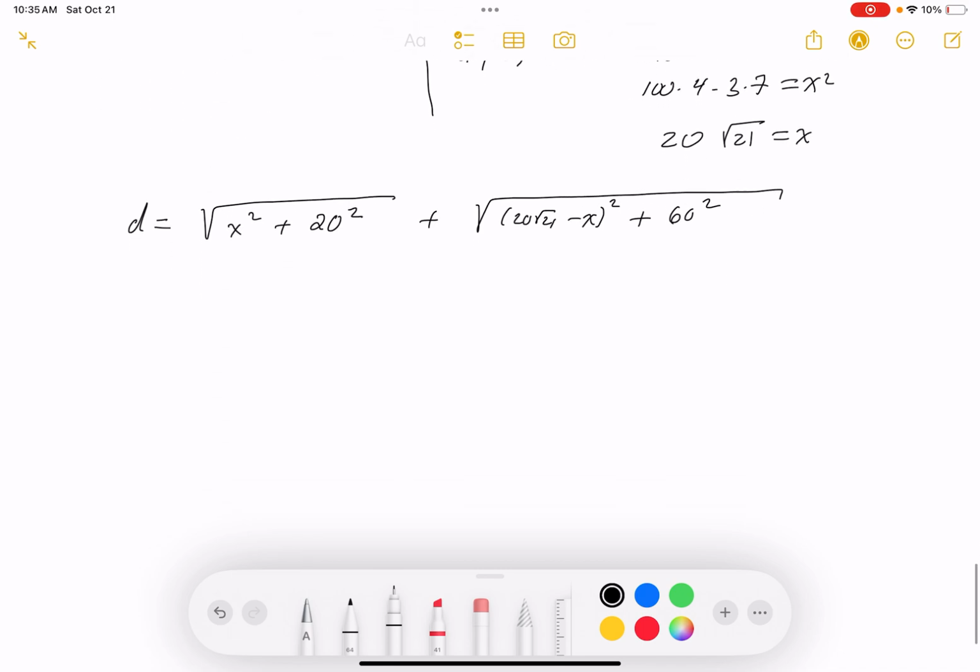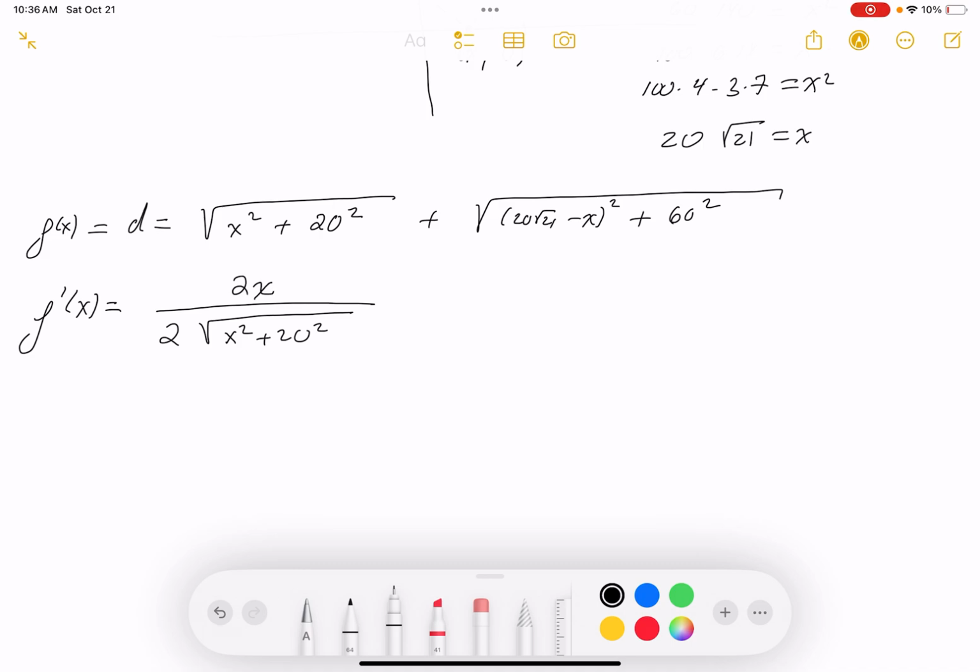And this is a function of x, by the way, and I want to minimize it. How do I do that? Well, this is a function of x. To minimize this guy, I'm going to take its derivative. And let's take a look. And you get 2. You get the root x squared plus 20 squared. The derivative of the inside is going to be 2x.